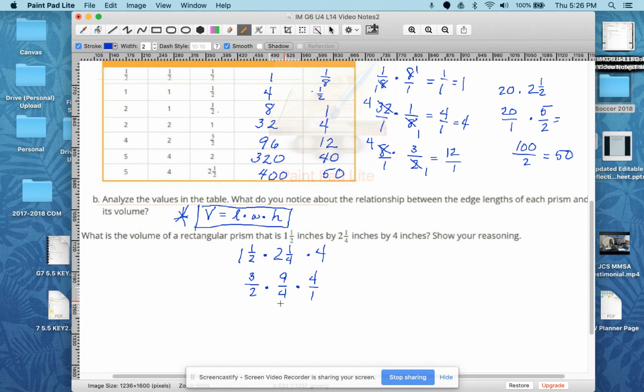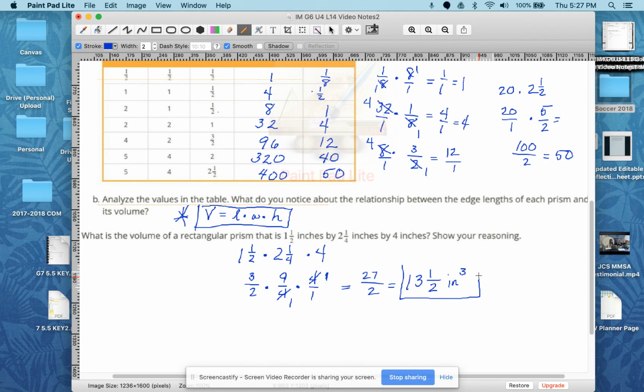So we can go ahead and cross cancel. 4 goes into 4 one time, 4 goes into 4 one time. And it looks like that's it. So I've got 3 times 9 is 27 times 1 is 27. And I have 2 times 1 is 2 times 1 is 2. And if I want to reduce that, 2 goes into 27 13 times, and there's 1 left over, so I put that over the denominator, and I've got 13 1/2 inches cubed.